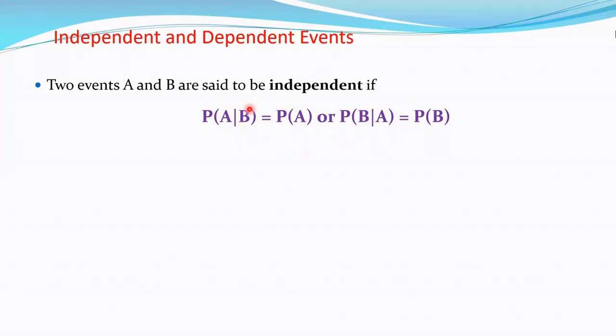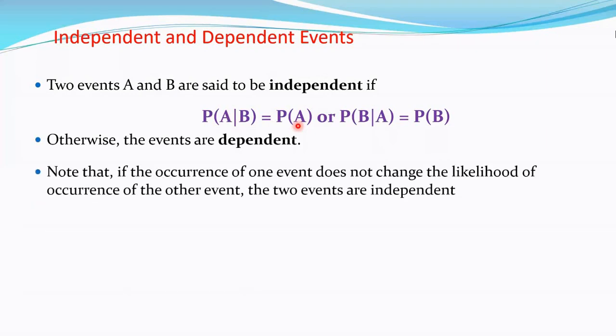So if B does not affect A, then the probability of A given B is always the same as the probability of A. If the probability of A given B is not equal to the probability of A, the events are dependent. If both are different, then the two events are dependent. So if the occurrence of one event does not change the likelihood of the occurrence of the other event, then these two events are independent, right?